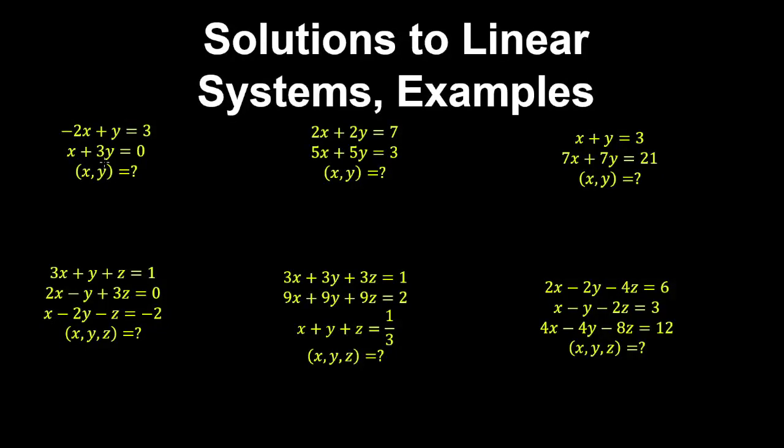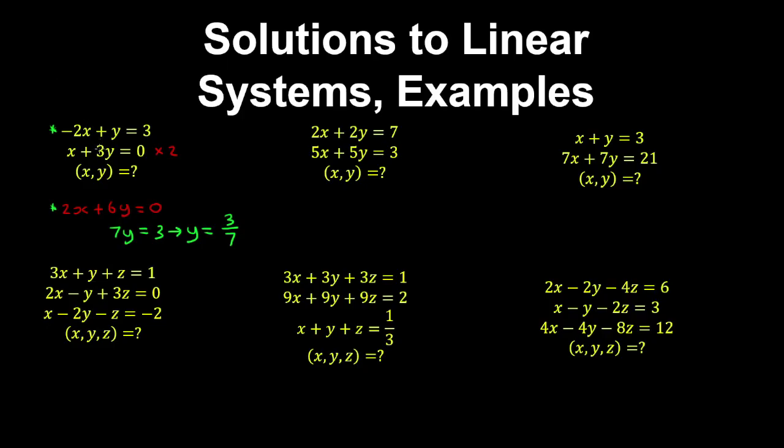Let's solve the following linear systems. So for this first one over here, we can use the elimination method by multiplying this second equation by 2. So that would give 2x plus 6y is equal to 0. And now if we add these two equations together, 2x gets eliminated, and we get y plus 6y is 7y, and 3 plus 0 is 3. So therefore, y is 3 on 7.